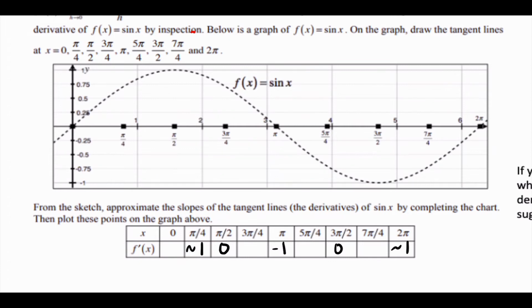Okay, so f of 0, I don't have. f of pi over 4, I have 1. So it's about 1. Pi over 2, 0. Pi, -1. 3 pi over 2, 0. And then 2 pi I have at 1. Connect those dots. Does that look familiar when I connect those blue dots?